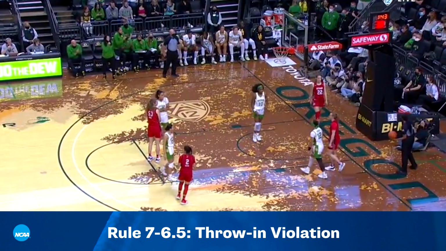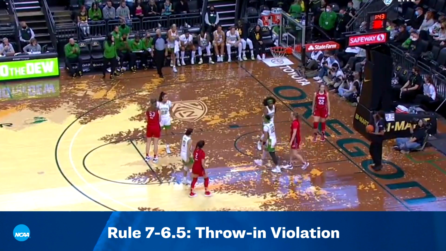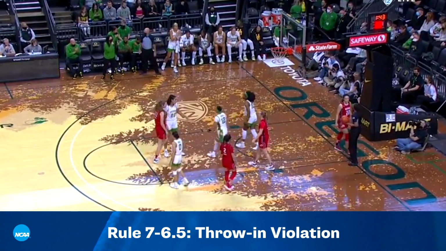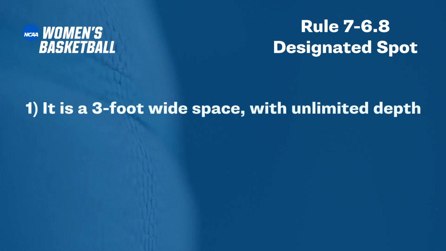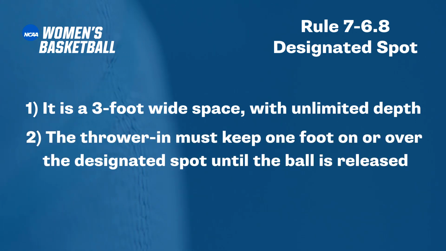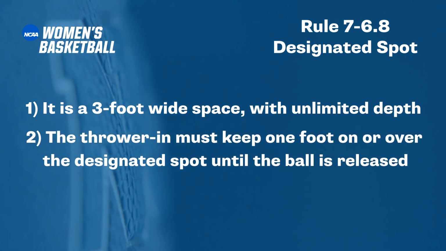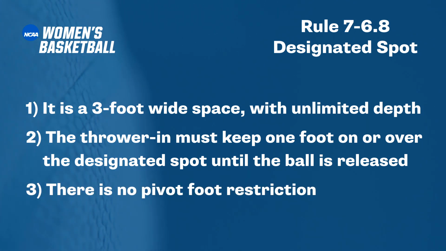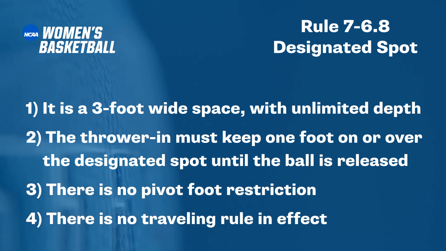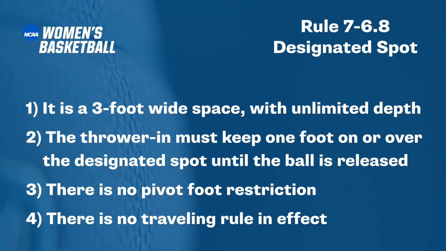On a designated spot throw-in, the player inbounding the ball may not leave the designated spot. A couple of things to note about the designated spot are: 1. It is a 3-foot wide space with unlimited depth. 2. The thrower-in must keep 1 foot on or over the designated spot until the ball is released. 3. There are no pivot foot restrictions, and there is no traveling rule in effect. To be clear, you cannot travel if you are out of bounds.